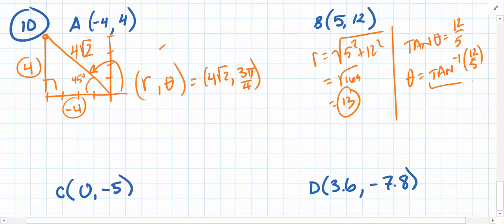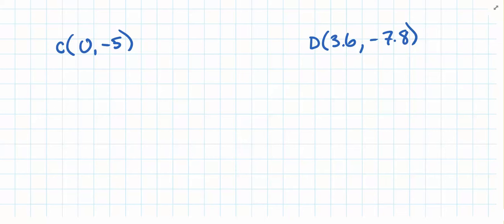So for this part, you would plug into your calculator, and you would get an answer of about 67.38 degrees when you round. So 67.38 is our theta, and 13 is our r. All right, so on that one, I would use a calculator.